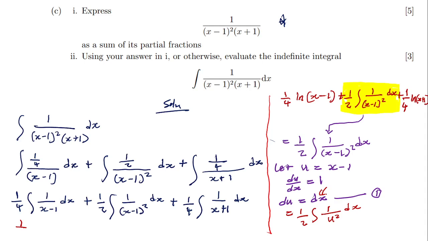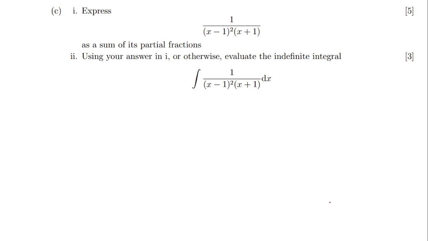I'll use it to replace there, since du is equal to dx. So this simply means that half the integral of 1 over u squared du. Once I have that information, which is 1 over 2, the integral of 1 over u squared du, I can simply integrate that.